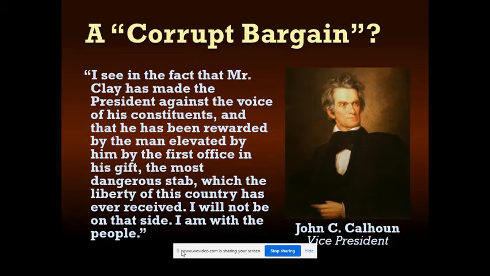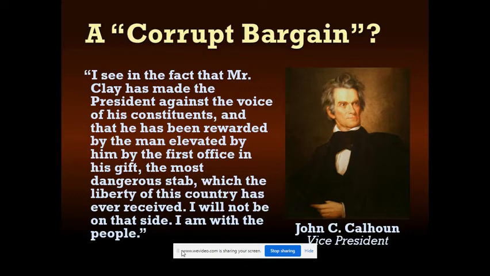Now, the country was kind of upset with this, particularly the South and the West. If you look at what John C. Calhoun, who was Quincy Adams' vice president, says: "I see, in fact, that Mr. Clay has made the president against the voice of his constituents, and that he has been rewarded by the man elevated by him by the first office, his gift, the most dangerous stab which the liberty of this country has ever received. I will not be on that side. I am with the people."